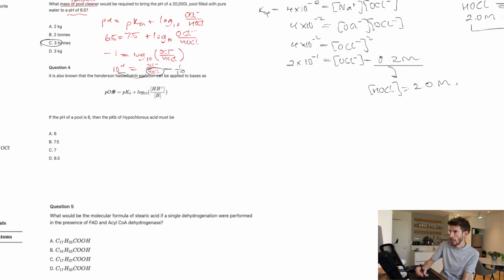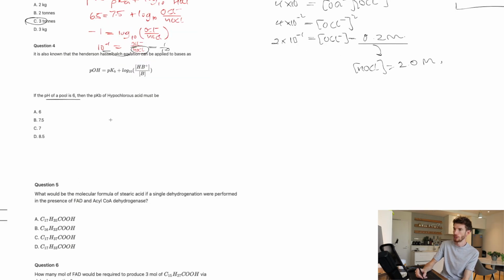Cool. Question 4: it's also known that the Henderson-Hasselbalch equation can be applied to bases, as this particular formula demonstrates. So if the pH of a pool is 6, then the pKb of hypochlorous acid must be which of the following? The trick to this question is that we're given information about the acidity, but then the question is really about the basicity, pKb.